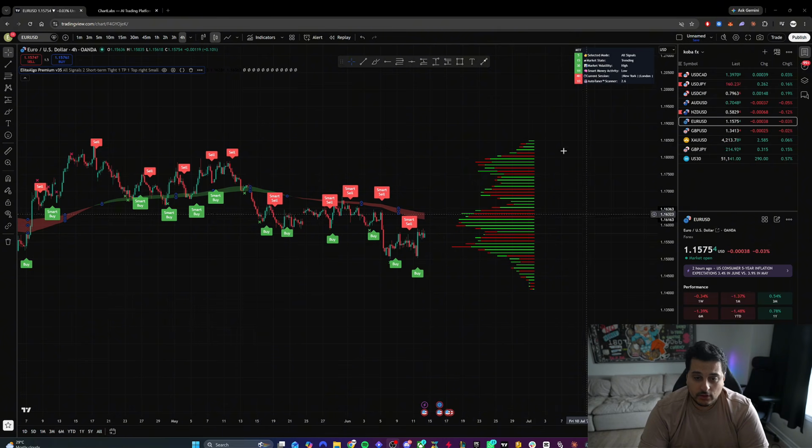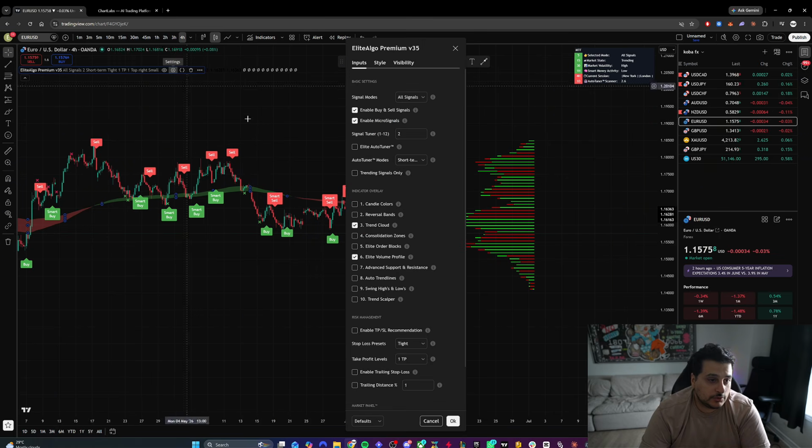This is called a volume profile. This shows us exactly where the levels are in the market that actually matter, right? So your supply and demand levels. What we're going to do here is simply turn it on. We're going to go to settings, and check on elite volume profile right down here. And these are going to be the only two overlays that we're going to need for this specific strategy.